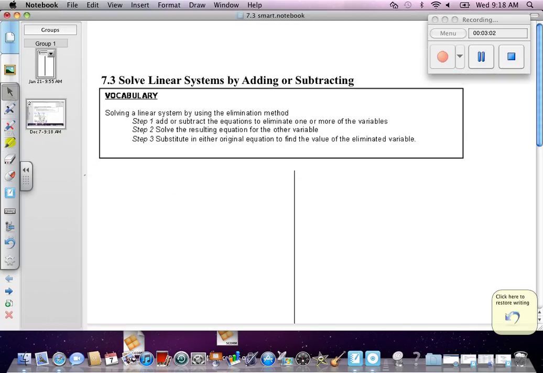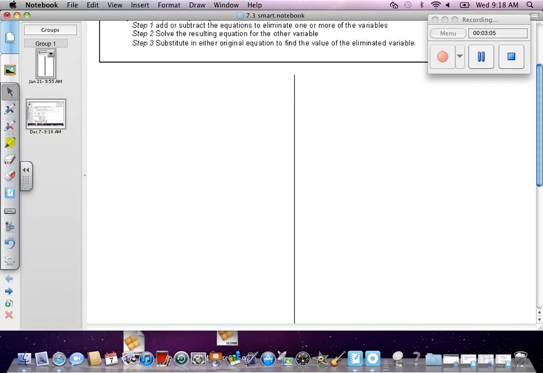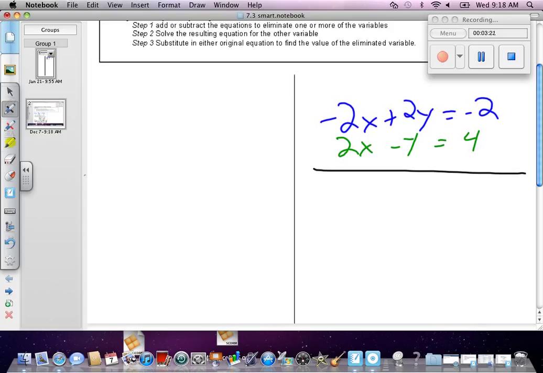Okay, let's look at part B. We have negative 2x plus 2y equals negative 2. And we've got 2x minus y equals 4. Okay. So what am I going to do? First of all, let me ask you this question. Which letter, the y's or the x's, are going to disappear? X, because negative 2 plus 2 is 0. So we know these disappear. What's negative 2 plus 4? 2y minus 1y gives me 1y. Divide by 1, we get y equals 2.